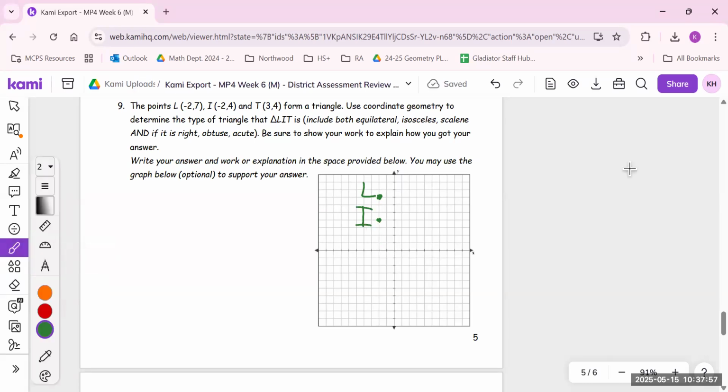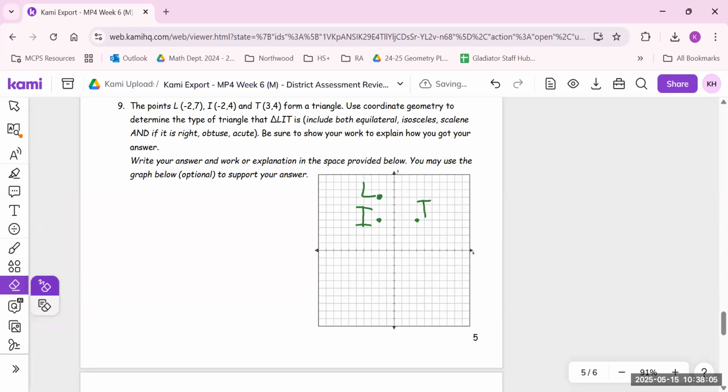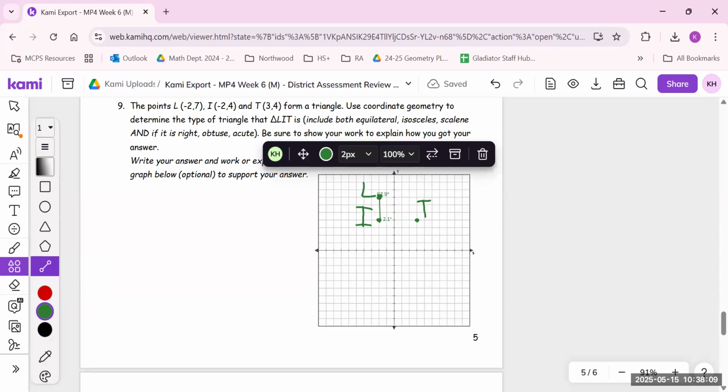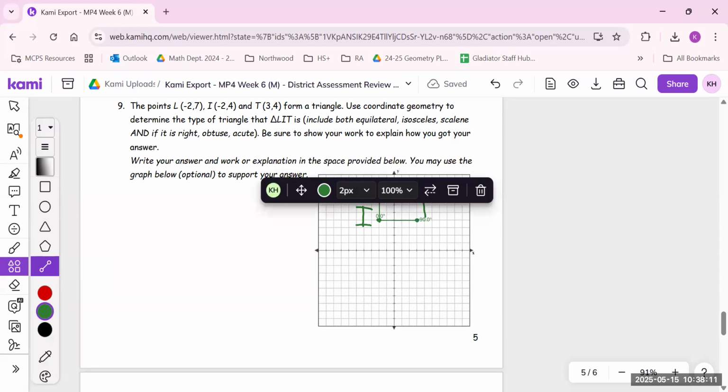And T is over at 3. 1, 2, 3, up 4. 1, 2, 3, 4. T. Oh, look at that. Okay, so I'm going to connect my triangle. They form a triangle. Yes, they do.